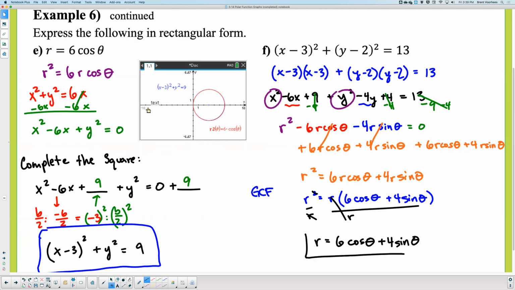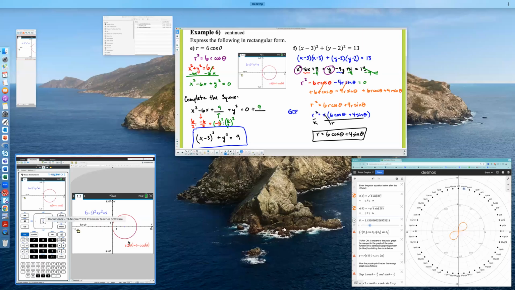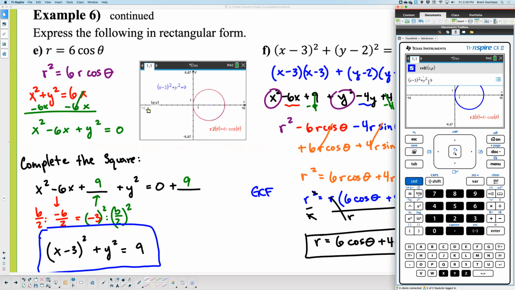Let's check our work and see if these graphs match. That's what I'm going to do now. I'll come over here to this graph, and I'm going to change my equations. It was x minus 3, and this needs to be y minus 2 quantity squared equals 13. There's that circle I was talking about. And then my second equation here, we're getting 6 cosine theta plus 4 sine theta. And I press enter. Perfect match. We did it correctly.